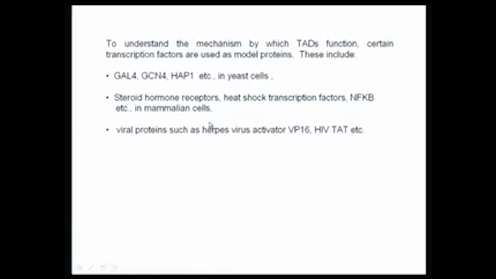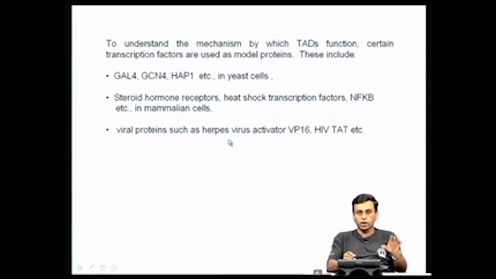Some of the classical examples people have used for understanding the mechanism of transcription activation domains are the yeast proteins like GAL4, which is involved in the upregulation of galactose metabolism genes, and GCN4, a very important transcription factor involved in the upregulation of genes for general amino acid control in yeast. General amino acid control means that when the yeast cells are grown in a medium rich in amino acids, none of the amino acid biosynthetic genes are turned on because there is no need. But when the amino acids are not there in the culture medium, all these amino acid biosynthetic genes are turned on, and the organism starts making its own amino acids.